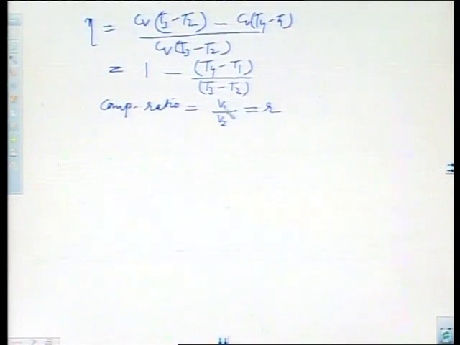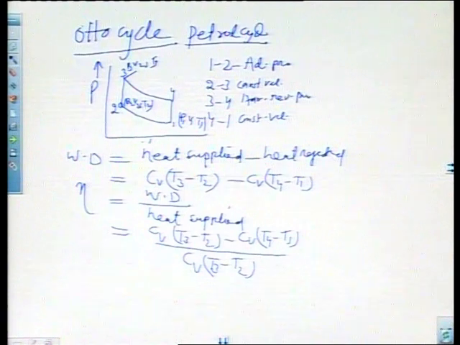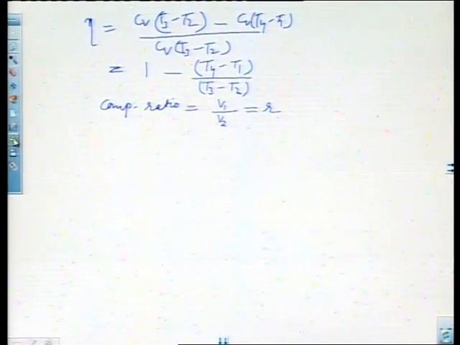Now, this is the total cylinder volume, that is the swept volume and clearance volume. This is the clearance volume. If I show you the graph, this is the clearance volume, and from this point to this point, this is the cylinder volume. Now, we will find out the efficiency in terms of the compression ratio.